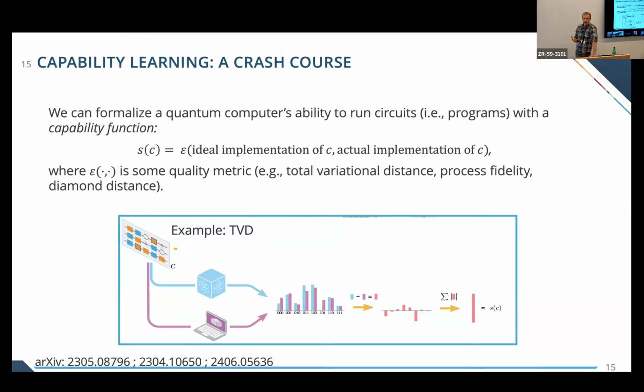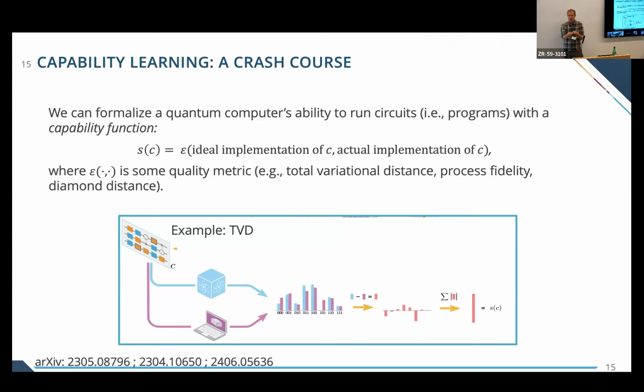This is a way to formalize benchmarking where we would like to understand what is a quantum computer's capability for running a circuit. We want to learn this function, the capability function. It is defined as, we call it S of C, where C is a circuit. I would love a black box that, if you give me a circuit, can tell you how well this quantum computer can run that.